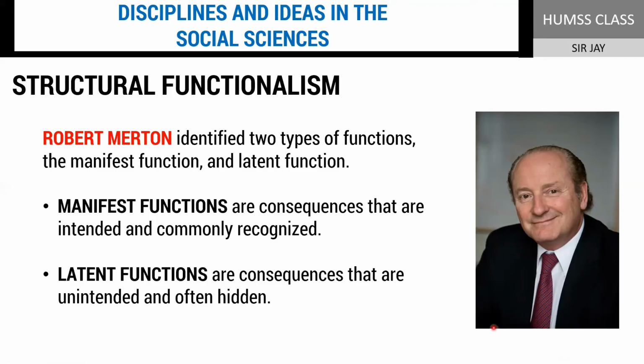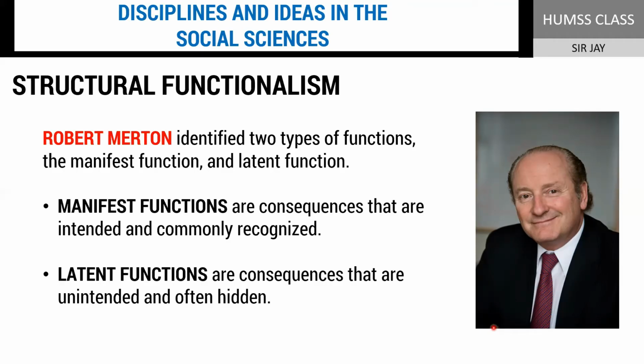We have here Robert Merton, and he identified 2 types of functions under structural functionalism, and those are manifest function and latent function. So what are manifest functions? These are consequences that are intended and commonly recognized, and observable. How about latent functions? These are consequences that are unintended and often hidden.